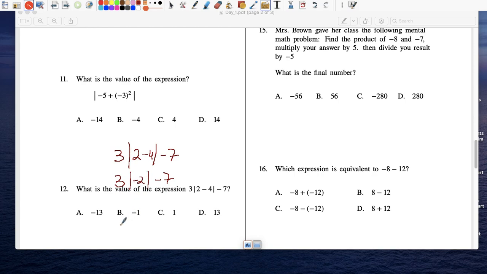So this becomes 2. So how far is negative 2 from 0? 2 units away. So the absolute value of negative 2 is 2. So I'm going to change that to 2. And then minus 7. 3 times 2 is 6. Minus 7. We got negative 1. Answer is B.